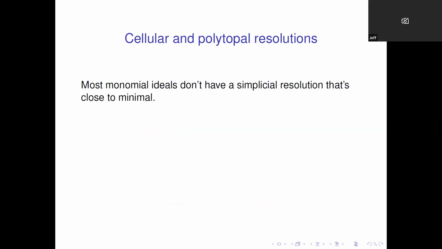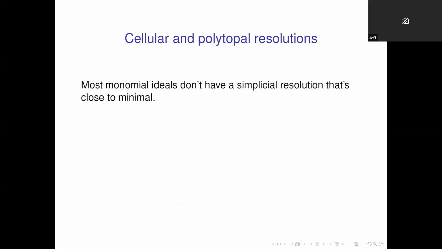So the bad news and the good news. The bad news is that most of the time, unless your monomials are in some sense very sparse, you are not going to have a simplicial resolution that is close to the minimal resolution of your ideal.